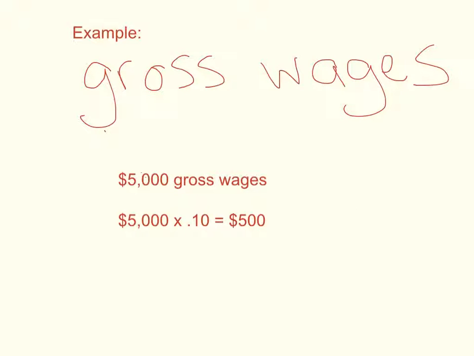Here's an example of how PYF would be calculated out. Take your gross wages, in this case $5,000, and multiply times 10%, or 0.10. When you're multiplying times a percent, move the decimal 2 places to the left. Therefore, 500 would be the total amount of your PYF for the month.